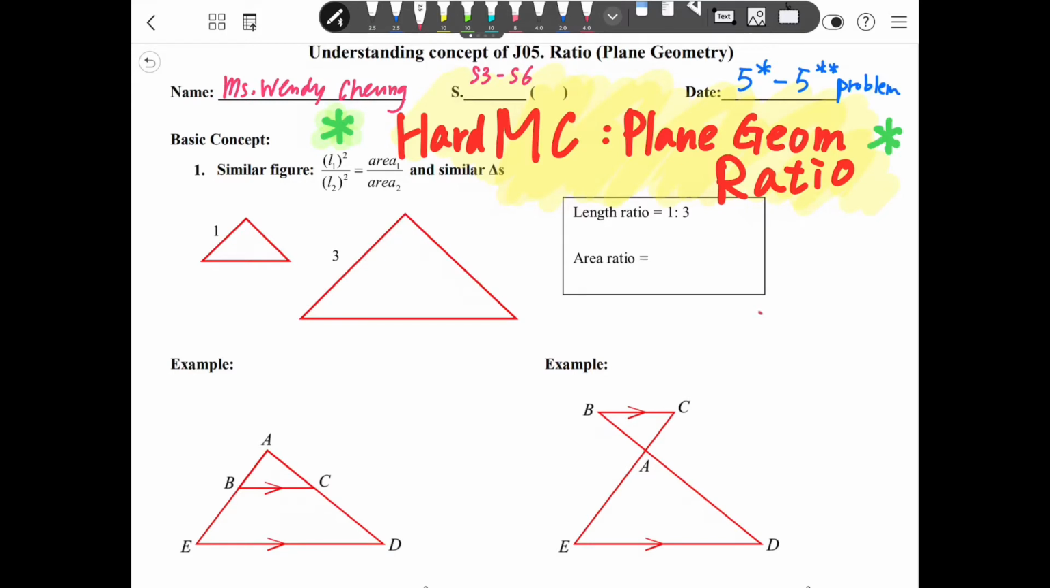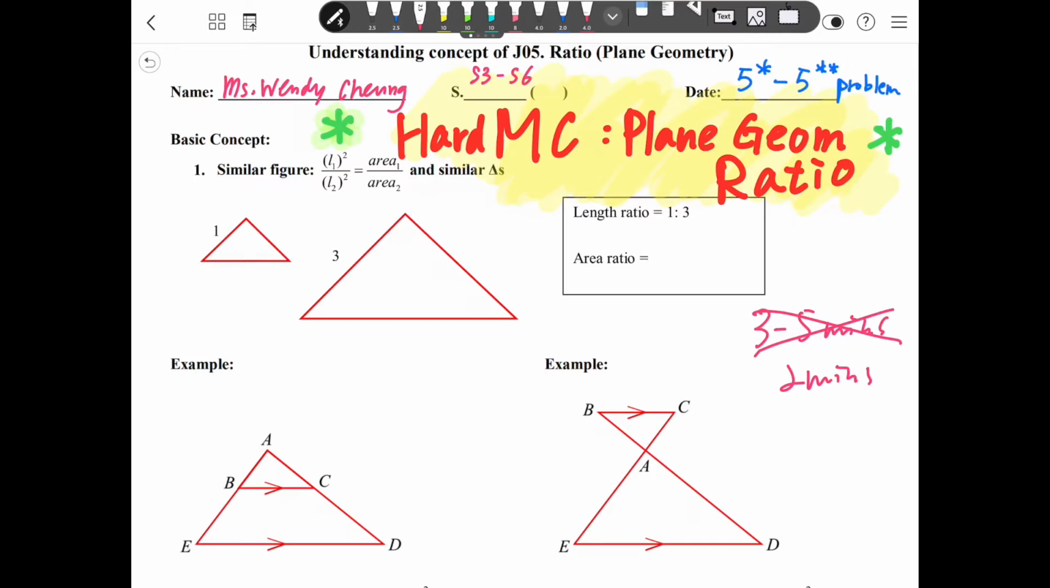Usually it takes about 3 to 5 minutes to finish those MC questions. I hope that after understanding the basic concepts for the areas of triangles, you will be able to finish them in around 2 minutes. On average it takes around 1 to 1.5 minutes per question, but this type takes a little bit longer and needs a little more understanding as well.